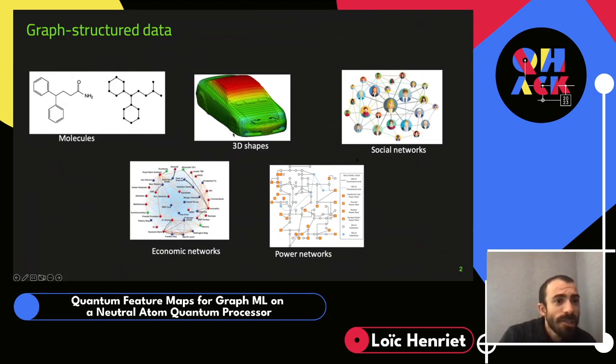Graphs also naturally emerge in the industry, like for numerical simulations of shapes, such as in the automotive industry, also in social or economic networks, where the different people share connections, whether that be friendship or business connections. Final example here corresponds to power networks, where for example, the electricity grid can be modeled by a graph, where the nodes are stations or plants, and the edges denote some transmission systems between the various places.